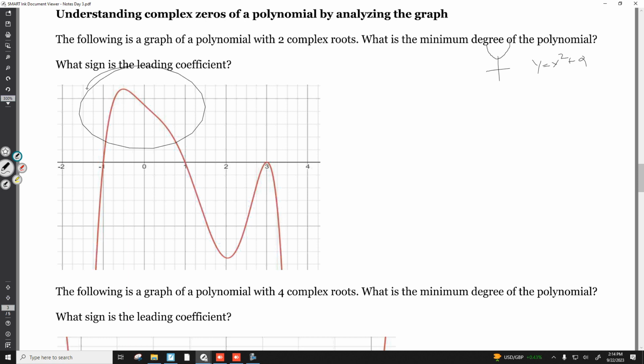Now, you are going to be told some information for the next question, whether I'm giving you the degree or the amount of complex roots. Use the information, use the graph to then answer the question. You were told you have 2 complex roots. What is the minimum degree of this polynomial? Tell your neighbors.